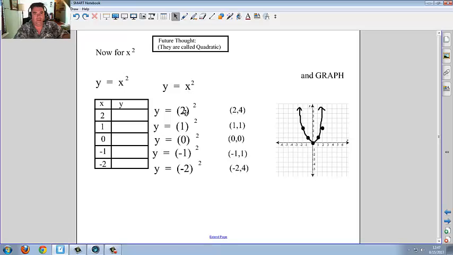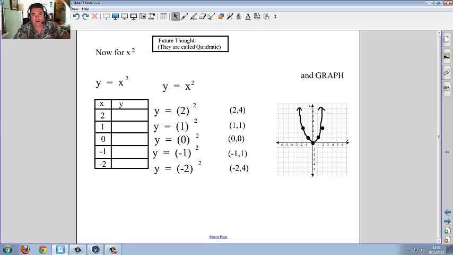So I'm going to plug in a 2 here. 2 squared becomes 4. So when x is 2, y is 4. Plug in the 1 squared, when x is 1, y is 1. Plug in a 0, 0 times 0 is 0, so when x is 0, y is 0. Negative 1 becomes a positive 1. Now why? Because negative 1 times another negative 1 becomes positive 1, because two negatives make a positive. And finally, negative 2 squared, negative 2 times negative 2 makes positive 4.